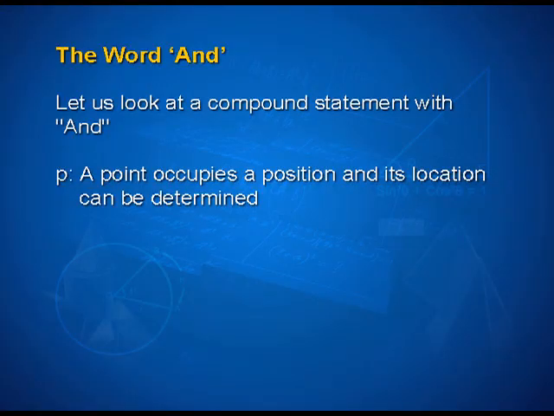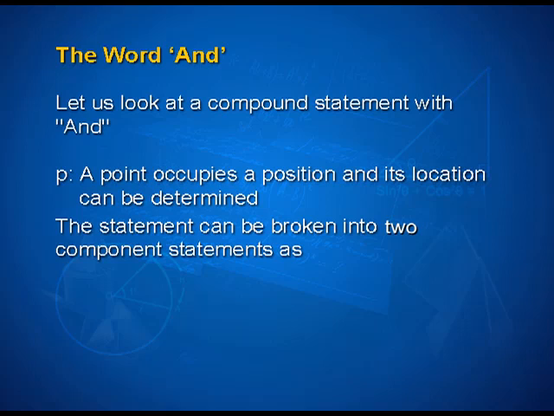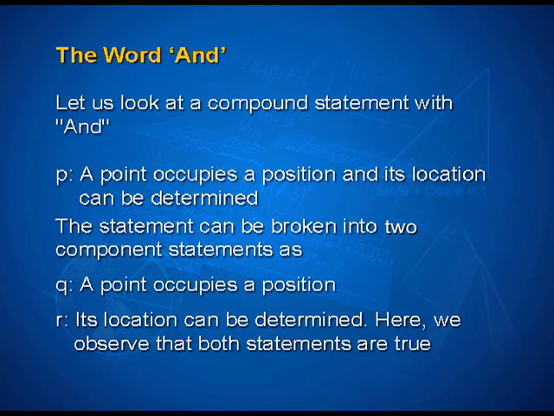Let us look at the compound statement with and. P: A point occupies a position and its location can be determined. The statement can be broken into two component statements as Q: A point occupies a position. R: Its location can be determined. Here we observe that both statements are true.